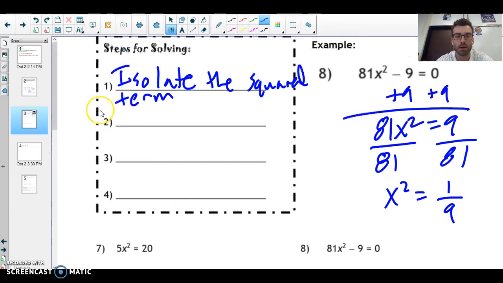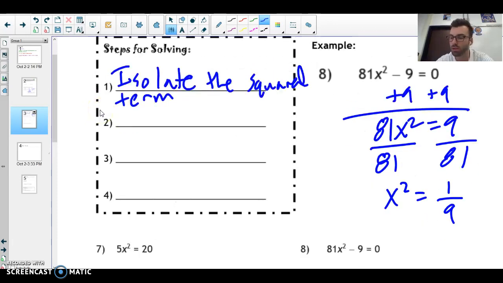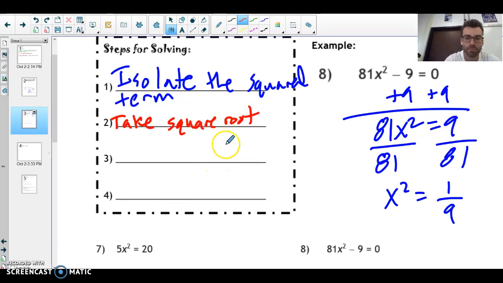Next step, after you isolate the squared term, I have x squared equals 1 over 9. I'm going to take the square root of both sides, and you can include the plus or minus. And what do I mean?